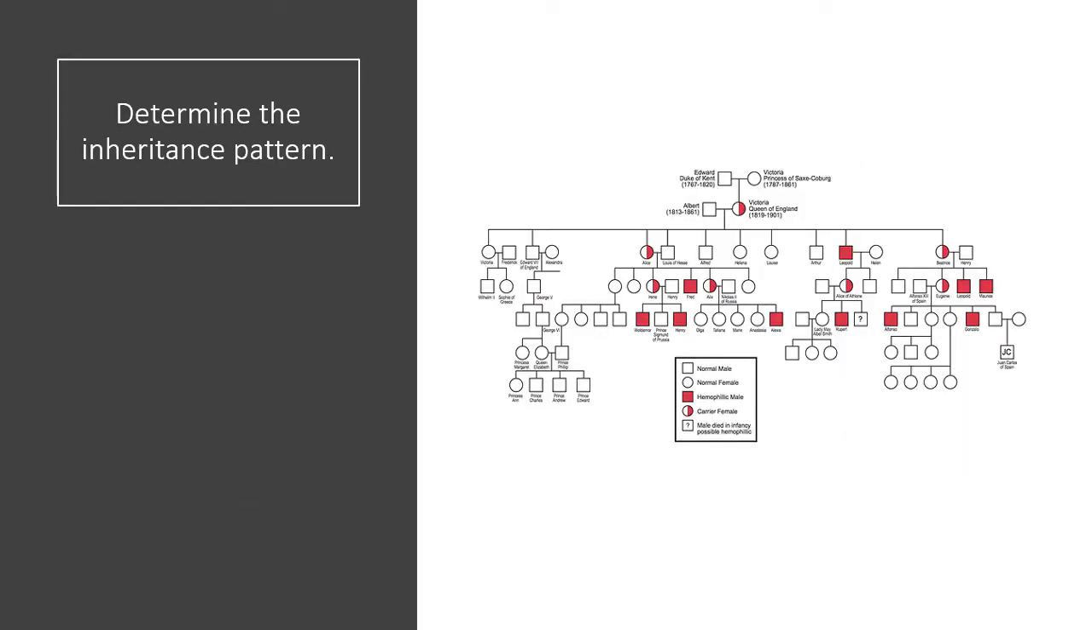Okay, ladies, so let's look at the inheritance pattern that we have here. This is actually a real family tree. This would be the royal family of England, and over here we have the Russian royal family. And if you'll notice, the son here is affected, and this particular trait that we're tracing is hemophilia.